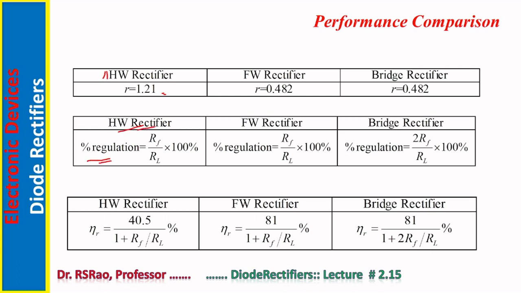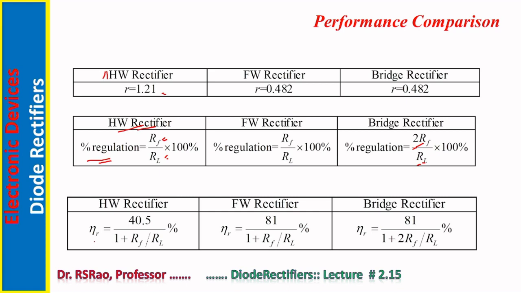For half wave rectifier circuit, it is given by RF by RL into 100. RF means forward resistance of diode, RL is load resistance. For full wave rectifier circuit, it is RF by RL into 100. For bridge circuit, it is 2 RF by RL. Percentage regulation is same for half wave and full wave rectifier circuits, but it is double for bridge rectifier circuits.